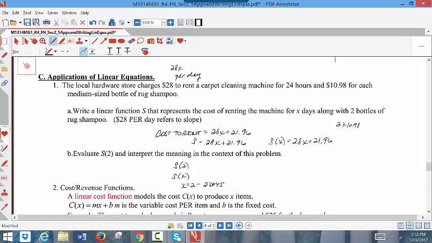Okay, so go to my formula. S of x we determined was 28x plus $21.96. So 2 is replacing my x, so this is 28 times 2 plus $21.96. So this is going to be 56 plus $21.96, which will be $77.96 to rent the machine for 2 days, having purchased 2 bottles of soap.